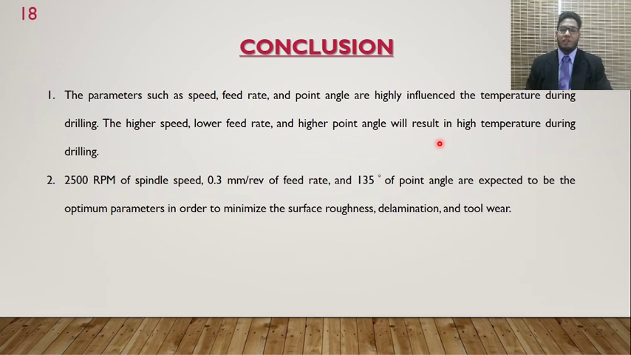In conclusion, the parameters such as speed, feed rate, and point angle highly influence the temperature during drilling. High speed, lower feed rate, and higher point angle will result in high temperature during drilling. In this project, the high temperature will result in better hole quality. But if the temperature is too high, it will damage the composite. And to minimize the surface roughness, delamination, and tool wear, the best parameters that can be used to drill the NFRP composites are 2500 RPM spindle speed, 0.3 mm per revolution of feed rate, and 135 point angle.